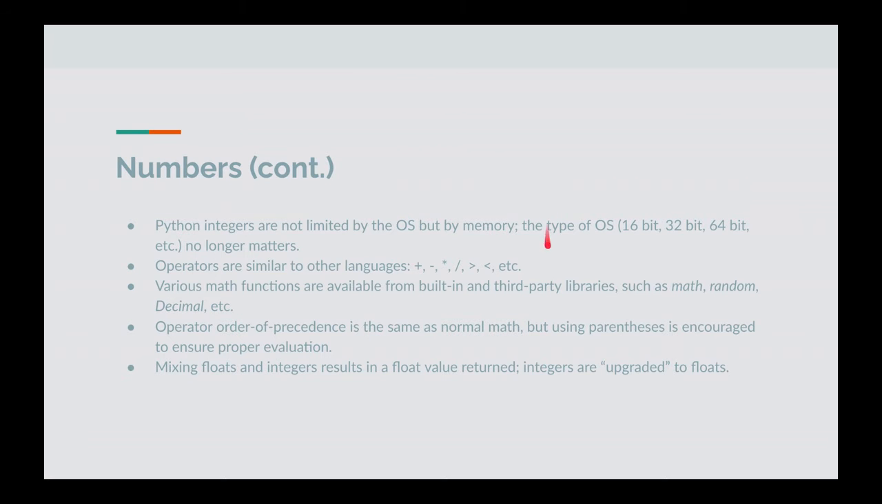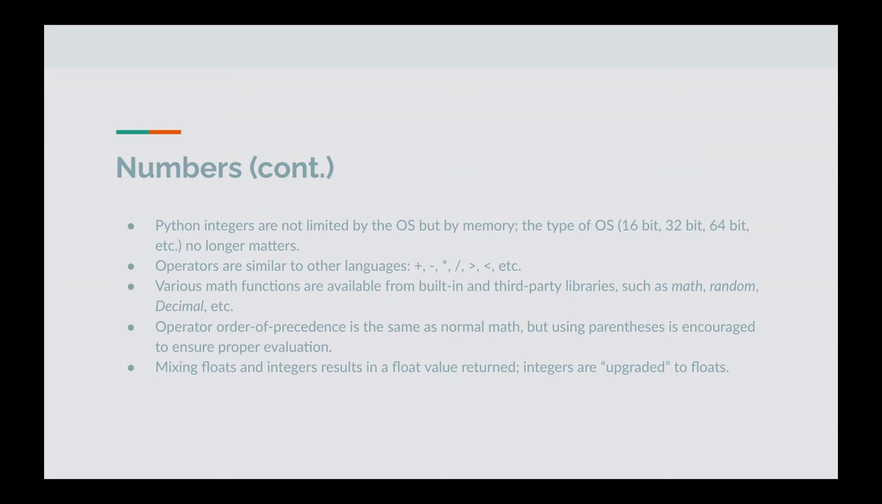Your numeric operators, such as plus, minus, greater than, less than, are also supported, and they're similar to other languages. And generally speaking, they function just like they do in math. Speaking of math, there are a number of different math functions available to you from the built-in as well as third-party libraries. The math library provides a lot of math-specific functions such as sine, cosine, powers. Random provides a variety of different random number generation schemes.